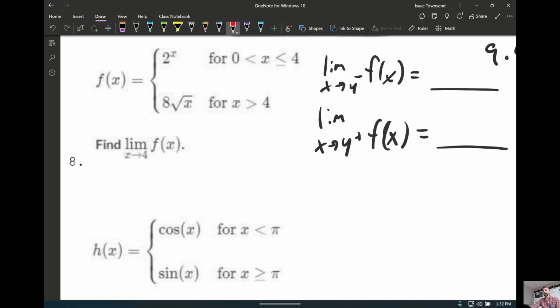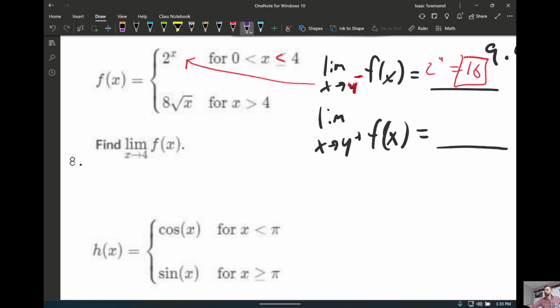Now, if I'm approaching x, as x approaches 4 from the left, think about on a number line. From the left, your x value is slightly smaller than 4. Well, which one of these two is when x is less than 4? It's the top one. Remember, alligator eats the bigger side. That's how you guys usually learn inequalities. So if I want to know as x approaches 4 from the left, I'm thinking of x values less than 4 but close to 4. So I should plug 4 into this and get 2 to the 4th, which is 16. So the limit from the left is 16.